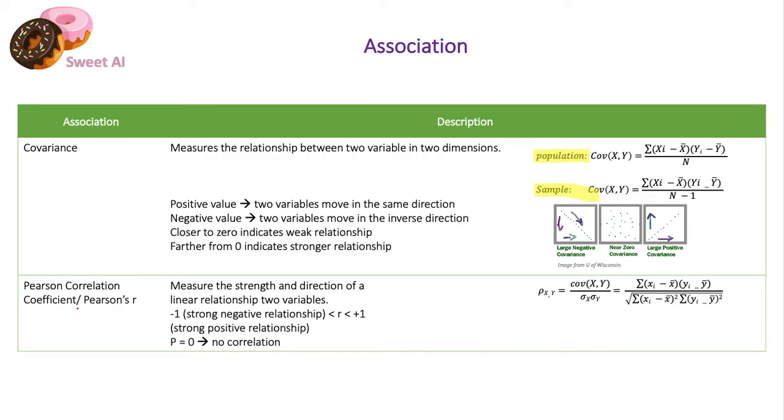Now let's talk about the Pearson correlation coefficient, or Pearson R. This measurement measures the strength and direction of a linear relationship between two variables. This is how we calculate it. When it gets to -1, it means we have a strong negative relationship. If it gets close to 1, it means we have a strong positive relationship. And as it gets closer to 0, it means there is no correlation between them.